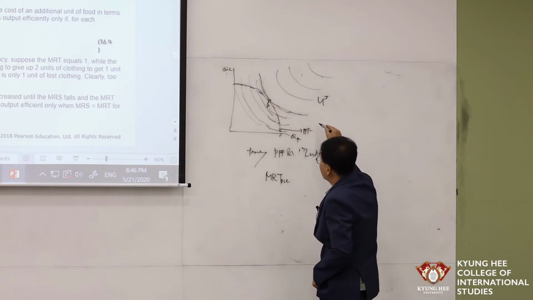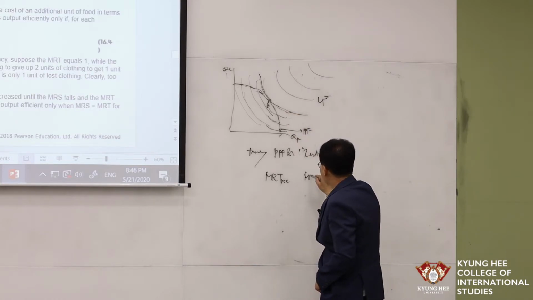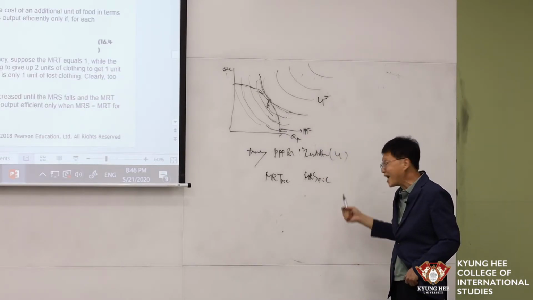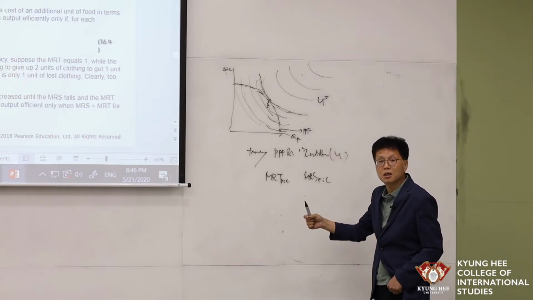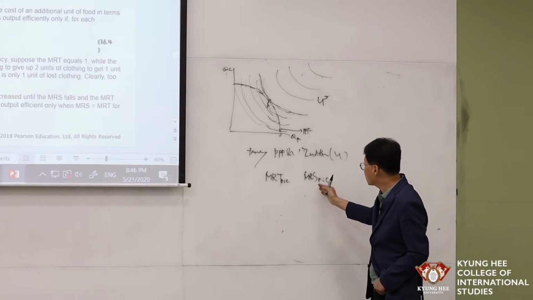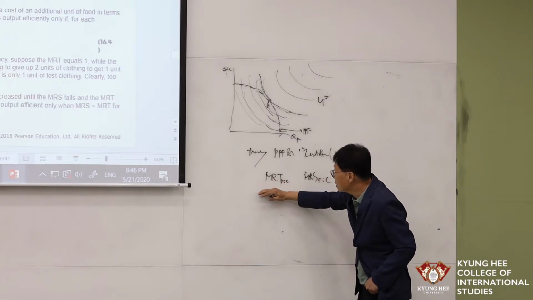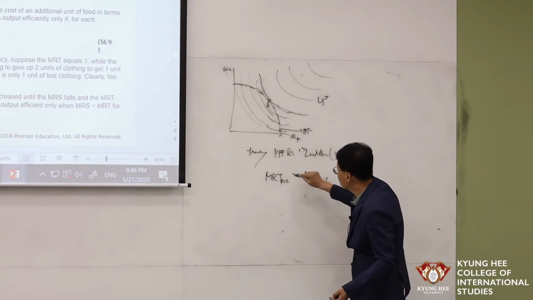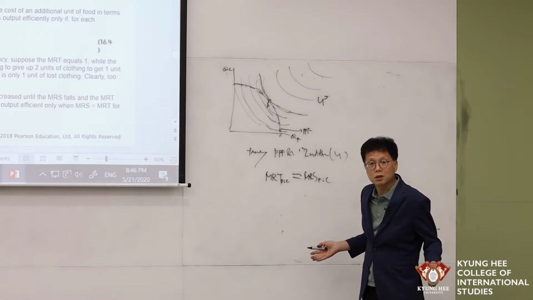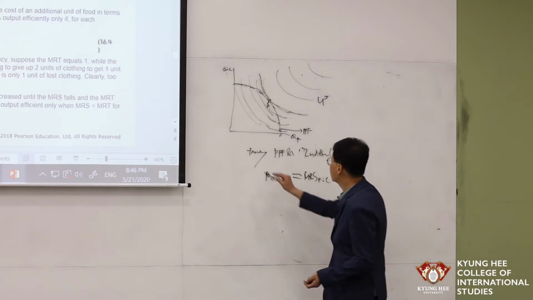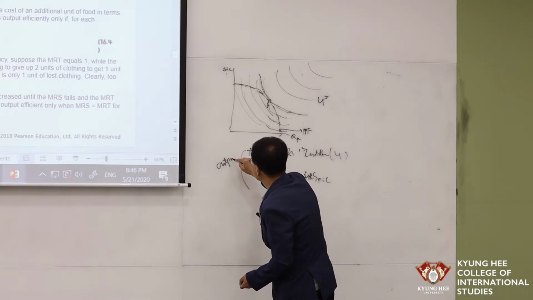And the slope of the indifference curve at point A is MRS, food for clothing. What is this? That is the relative price of food in terms of clothing evaluated by individual consumers, right? So it is the exchange rate of food for clothing from the perspective of consumption, how consumers value it, and this one is the exchange rate of food in terms of clothing from the perspective of production. This one is equal to this one. That is output efficiency. Can you understand? Right? That is the definition of output efficiency.